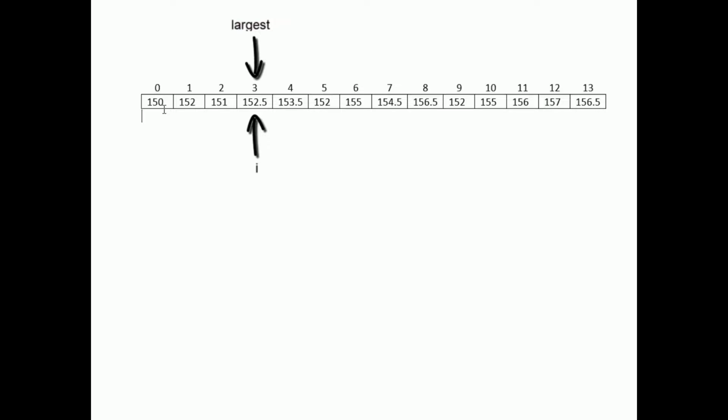We're done considering that element, so move the stepper to index 4. Compare. 153.5 is greater than 152.5, so move the most wanted holder to index 4. We're done considering, move the stepper arrow to index 5. Compare. 152 is not greater than 153.5, so leave the most wanted holder arrow where it is, and because we're done considering, move the stepper arrow to index 6.